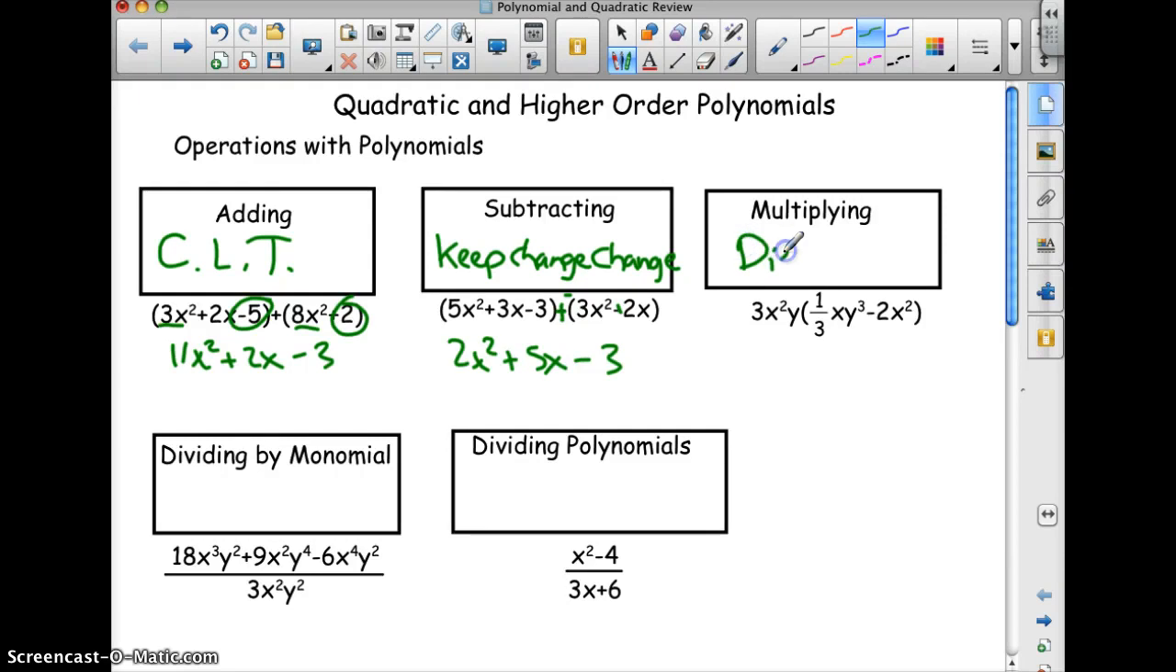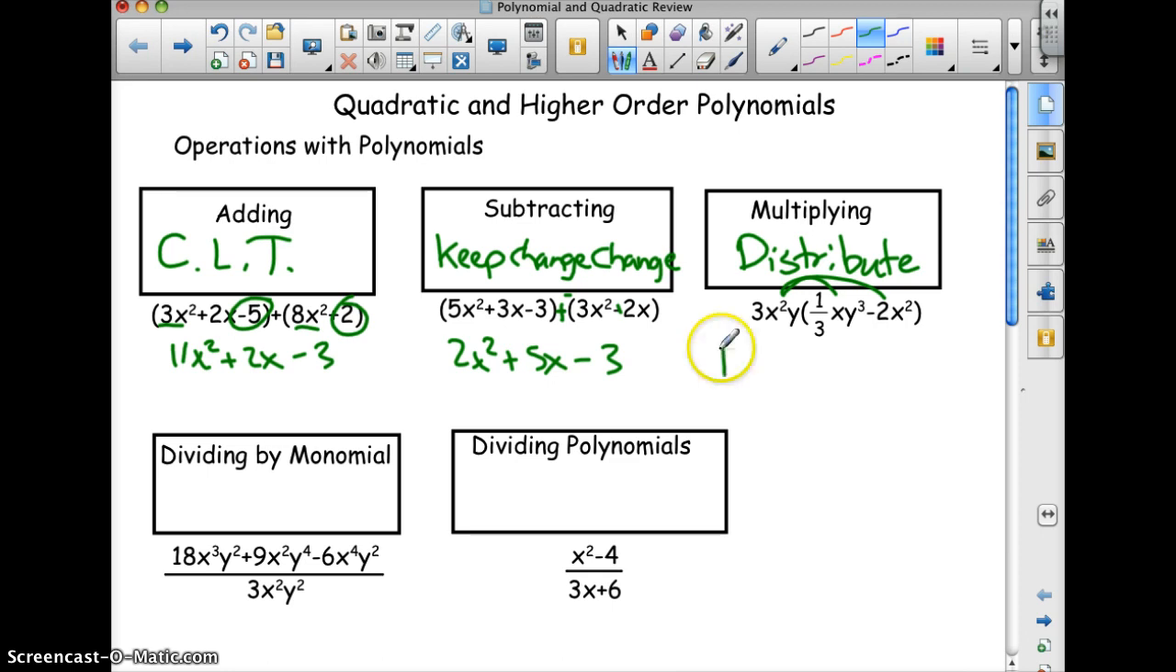Multiplying, you really just need to distribute. And if it's a monomial times anything, you just use the distributive property. If it is a binomial times a binomial, you FOIL or double distribute. If you have a binomial times a trinomial, well, you distribute one through all three, and then you distribute the second term through all three. Okay, just repeated use of the distributive property.